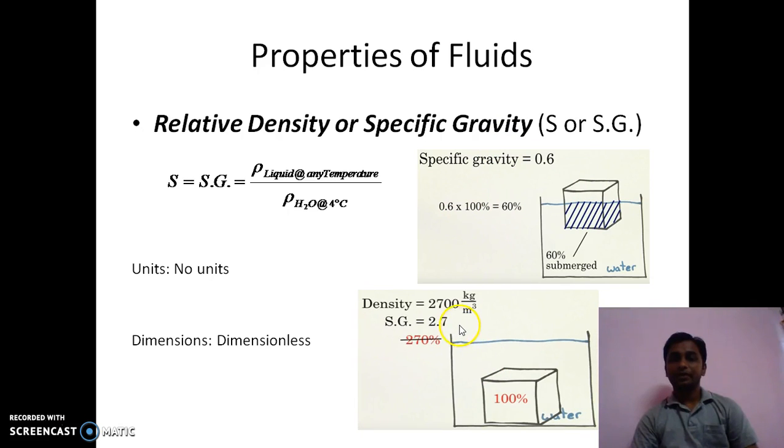Now let us consider a block having a density of 2700 kg per meter cube. So 2700 divided by 1000 gives a specific gravity of 2.7. In percentage, 2.7 means 270%. So it means that 270% will be submerged within the water. But submerging can only be up to 100%. It can't exceed 100%. So related to this 270%, we can say that 100% of the block will get submerged within the water, so it will sink down. This is the significance of specific gravity.